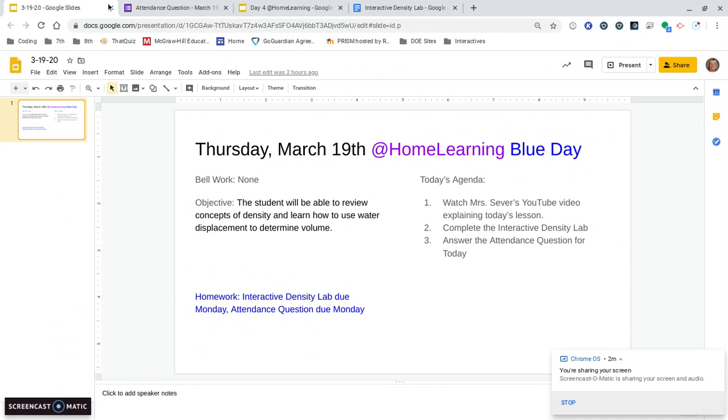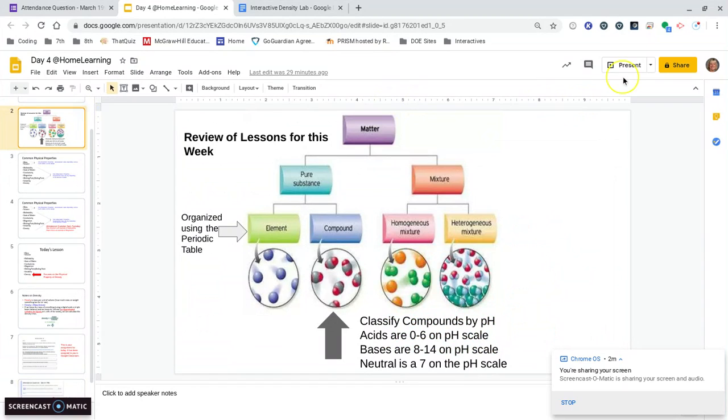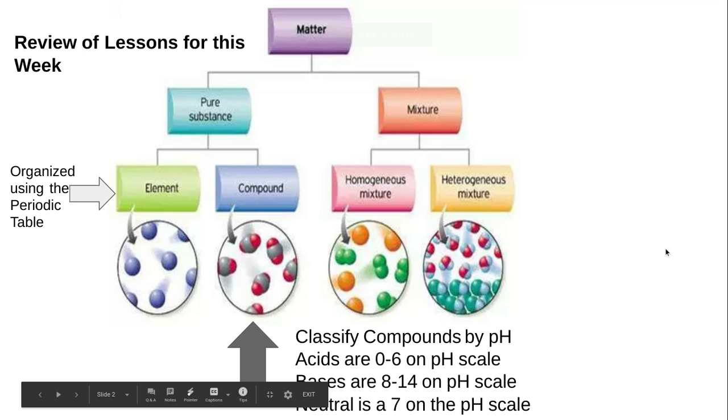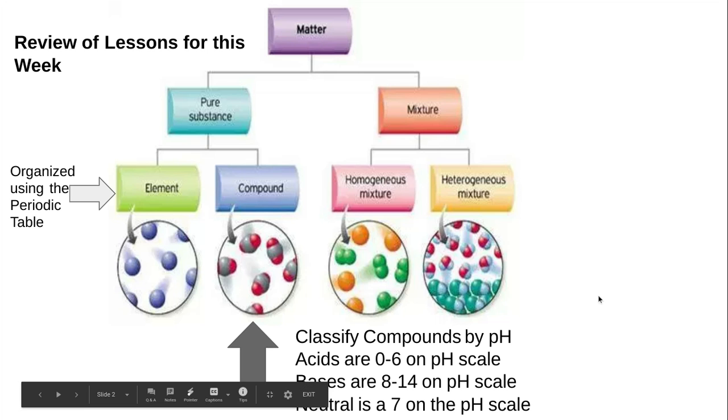All right, the next thing I want to show you, these slides here are going to explain what we're doing. First thing, this picture should be pretty familiar because I keep showing it every day, just to remind you that we're studying chemistry. We've already talked about the periodic table and elements. You did an experiment where you had to classify compounds by pH. Remember that acids are 0 to 6 on the pH scale. An acid with a pH of 0 is very strong. Bases are 8 to 14. A base with a pH of 14 is very strong. A pH of 7 is neutral. That would be like water.